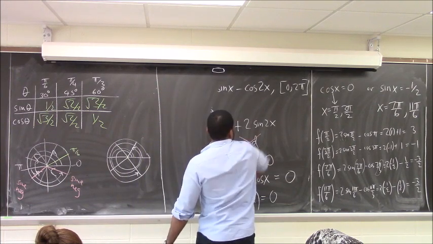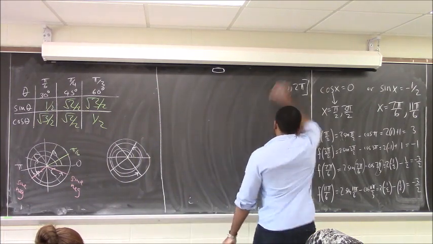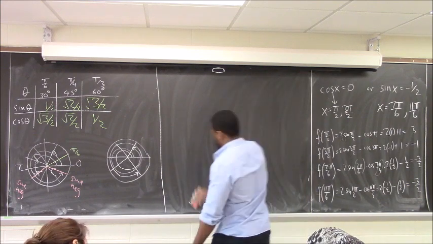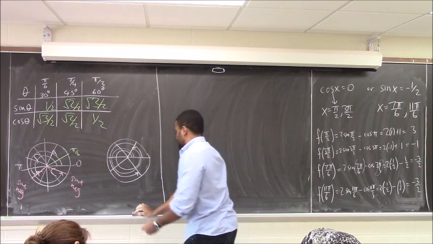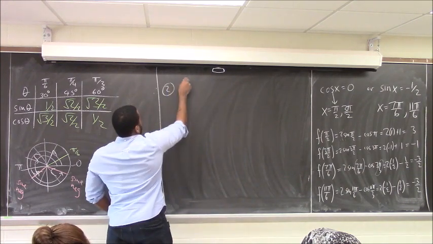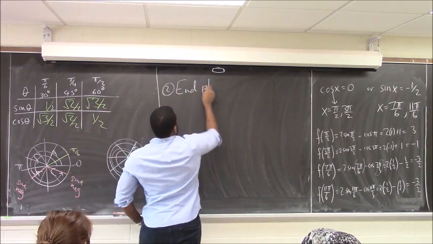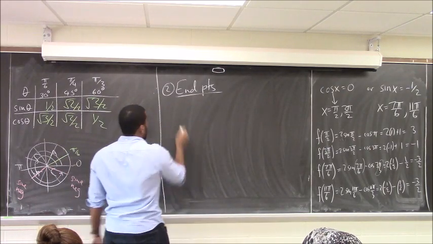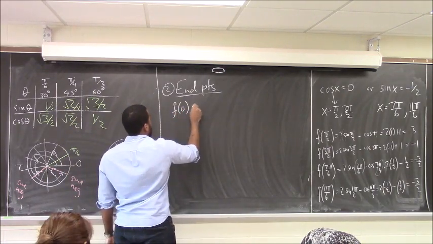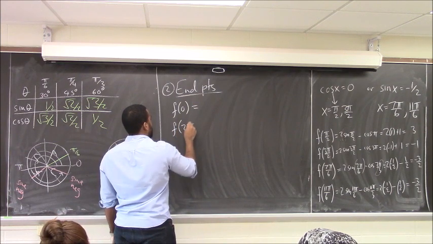Then we move on to step 2. Okay, so step 1 took a while because I had to do a little trig recap, but you are expected to know these things. So 2 endpoints. We know it's 0 and 2 pi, so we just have to have f of 0 and f of 2 pi.